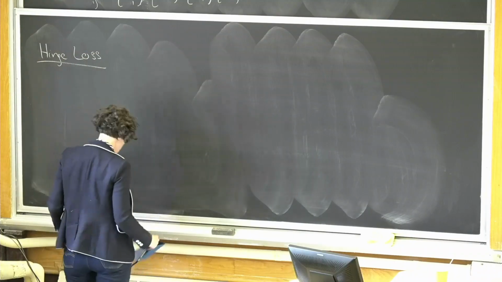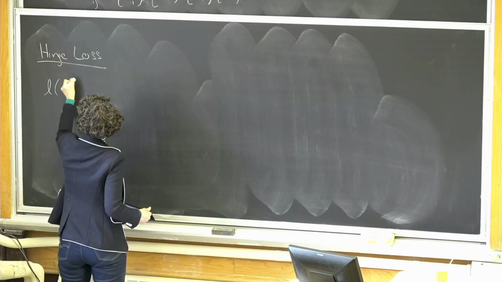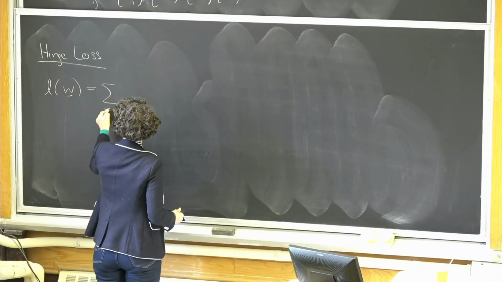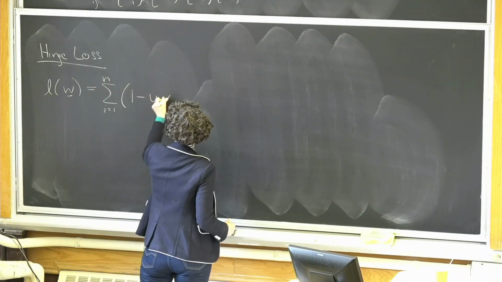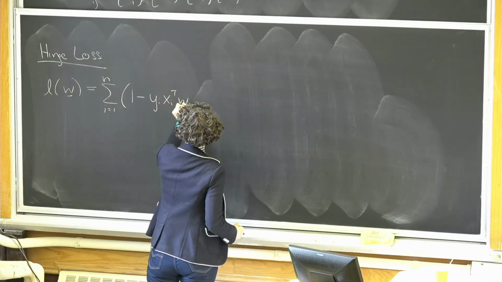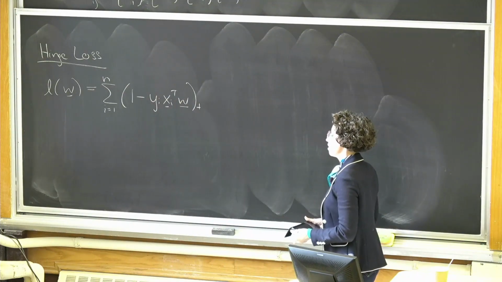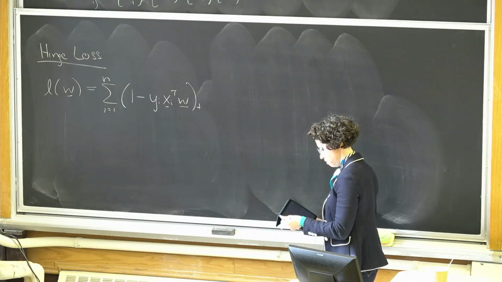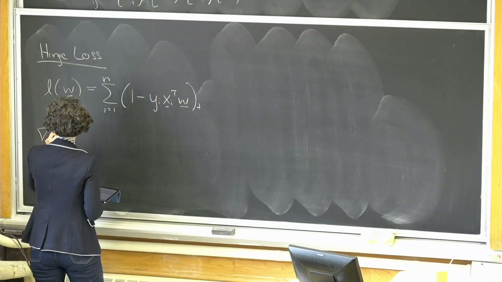When we talk about the hinge loss, the loss associated with a weight vector W is the sum from i equals 1 to n of 1 minus y_i x_i transpose W, positive part. So whenever the thing in parentheses is negative, we go ahead and set it equal to 0. And we can also talk about the gradient of this loss.